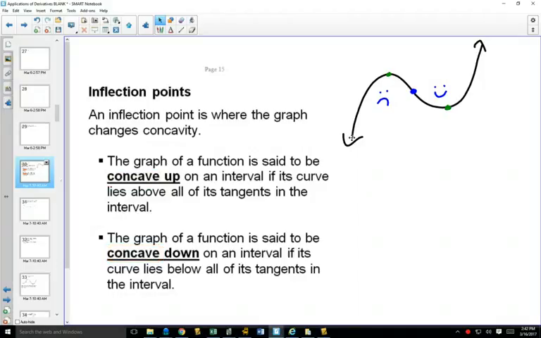So every time the graph lies above its tangents, in other words, what I mean by that is if I draw tangents on here, can you see that the graph is always above those tangents where they're blue? And if we make the concave down part red, here the graph is always below my tangent lines. That makes something concave down. But I think the happy face and sad face is the easy way to remember what concave up and concave down mean.